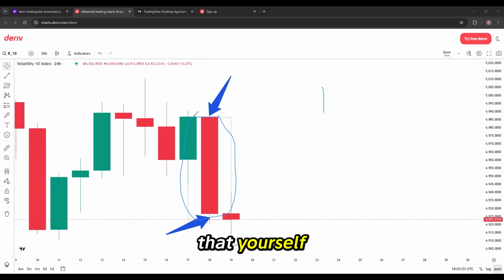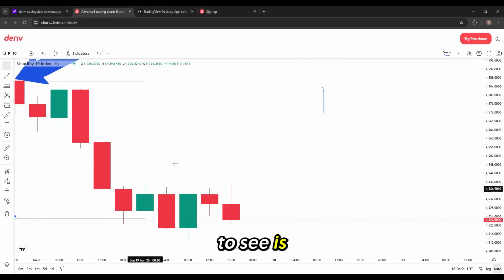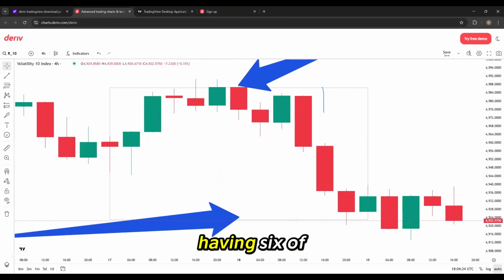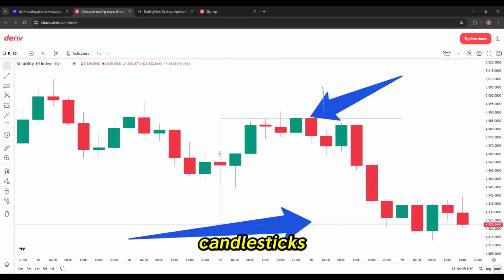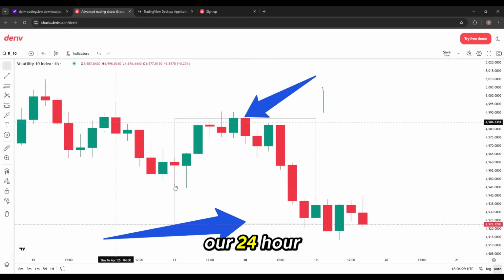You can answer that yourself. How many 4-hour candlesticks make up a 24-hour candle? We are supposed to see 6 4-hour candlesticks. So let's go to our 4-hour time frame. So if we go to our 4-hour, what we are going to see is we have 6. We must be having 6 of those 4-hour candlesticks that made up our 24-hour candle.